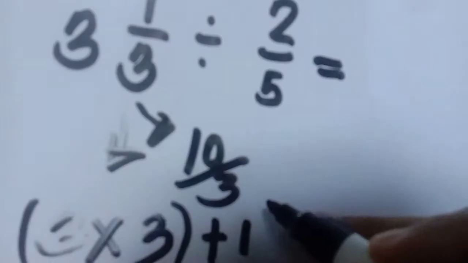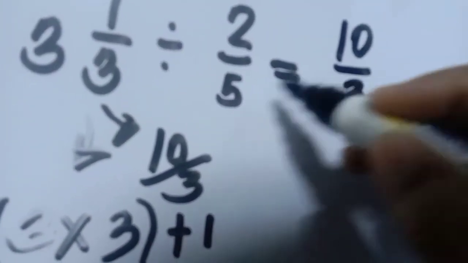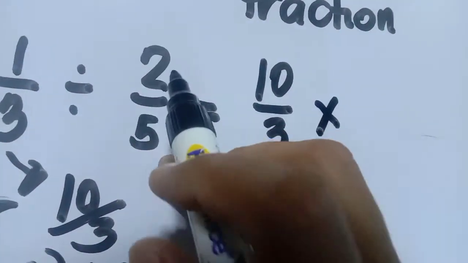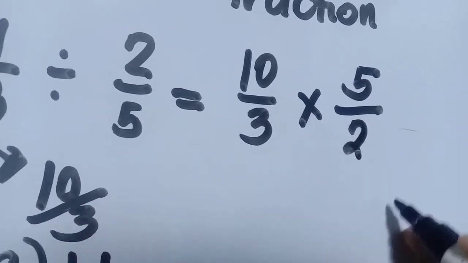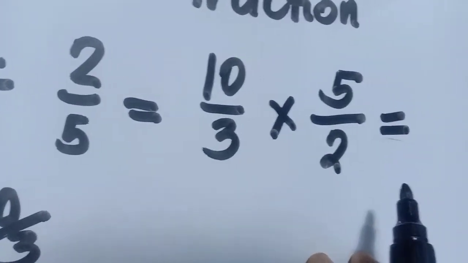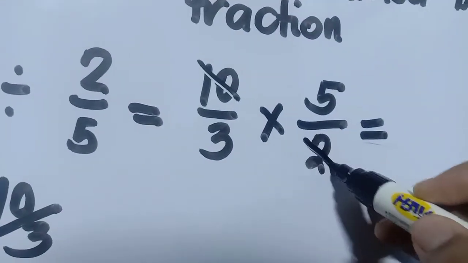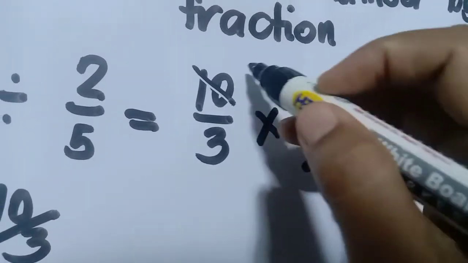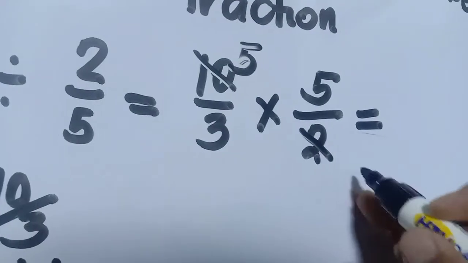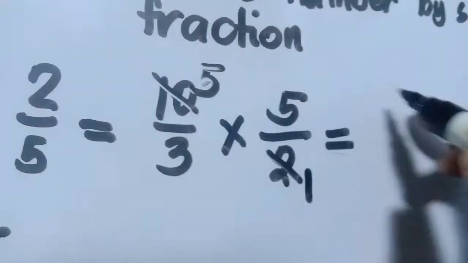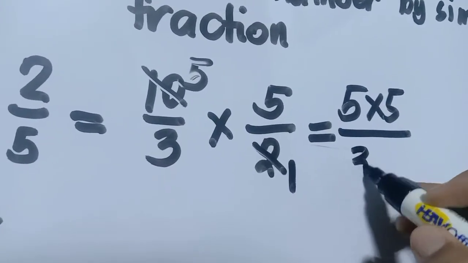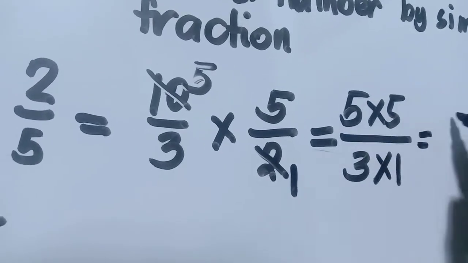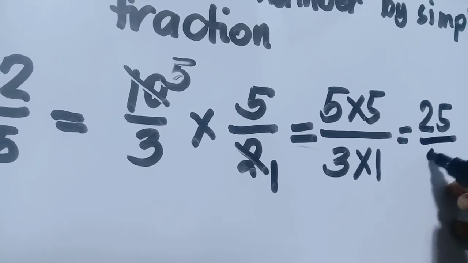Okay, so let's take 10 over 3. Then, change the division sign to multiplication sign. Then flip the second fraction or the reciprocal of 2/5, 5/2. Okay. Apply cancellation method. 10 divided by 2, 2 divided by 2. 10 divided by 2 is 5. 2 divided by 2 is 1. Okay, so we have 5 times 5 over 3 times 1. We have 25 over 3.